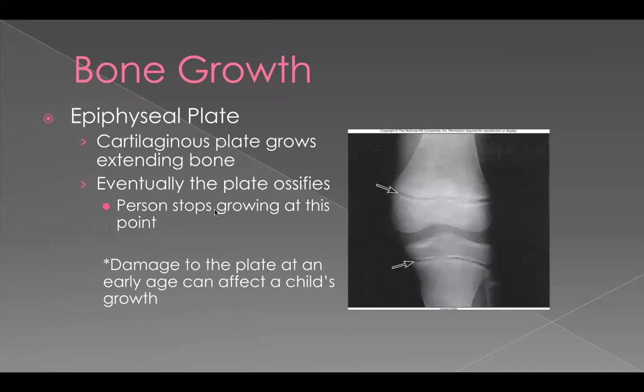Again, this is that growth plate or epiphyseal plate. It's a cartilaginous plate that grows the extending bone. Eventually it ossifies, and then at that point, the person stops growing. Damage to this plate can affect a child's growth.